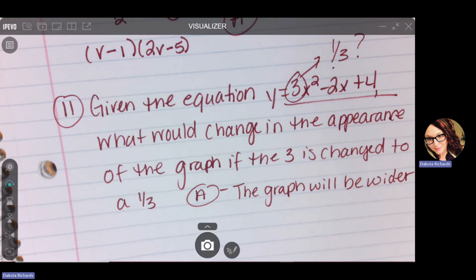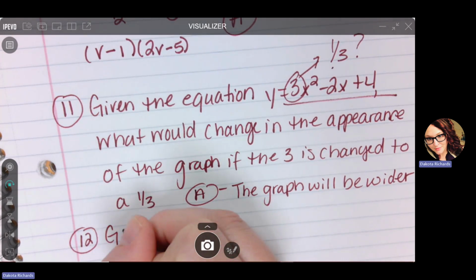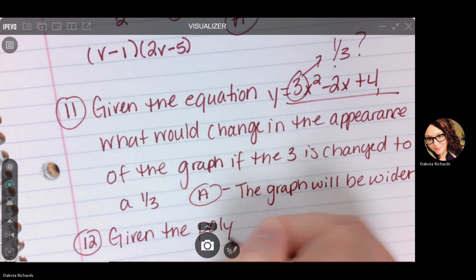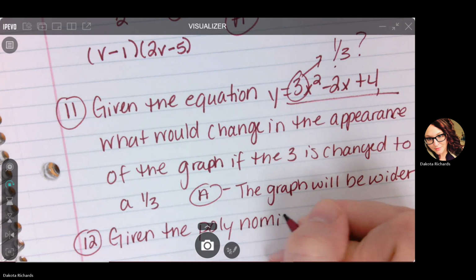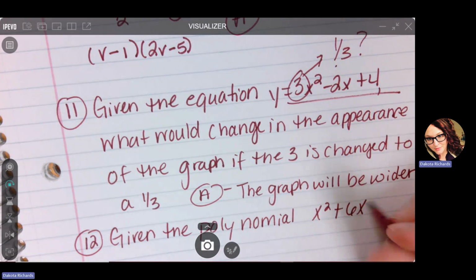Okay, number 12 says, given the polynomial x squared plus 6x, what is the C term?